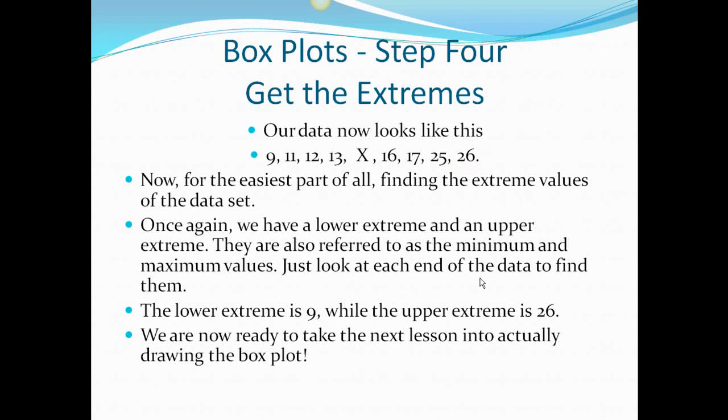So if we go back through all our data, our median is 13. Our lower quartile is 11.5. Our lower extreme is 9, while on the other side our upper quartile is 21 and our upper extreme is 26.